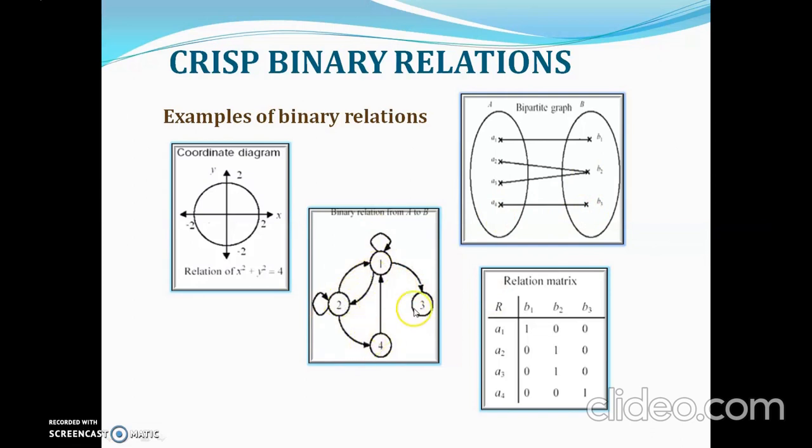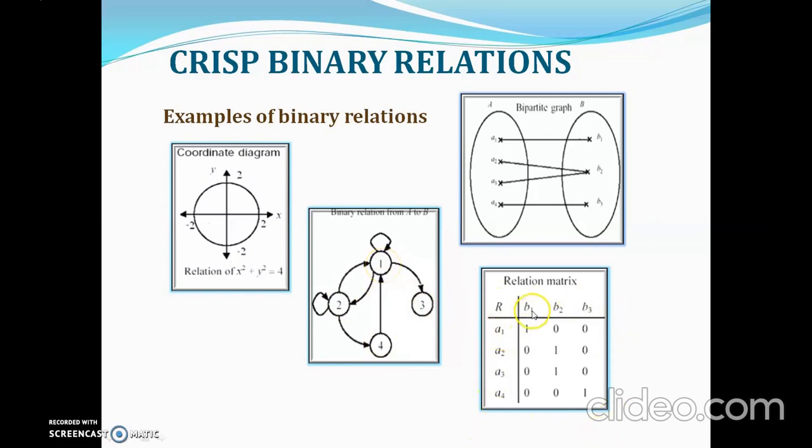Here 1, 2, 3, 4 are 4 sets. 1 is related to itself. 1 is correlated to the third set. 2 is related to itself. 2 is correlated to the first set. 1 is related to the 2 set as well as the 3 set. 4 is related only to 1. We can write the matrix format also.